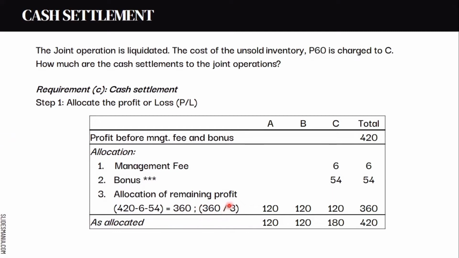So, 360 divided by 3 is equal to 120. So A has a share in the profit of 120 pesos. B has a share in the profit of 120 pesos. And then C has a share in the profit of 180 pesos, because 120 plus 54 plus 6 is equal to 180 pesos.